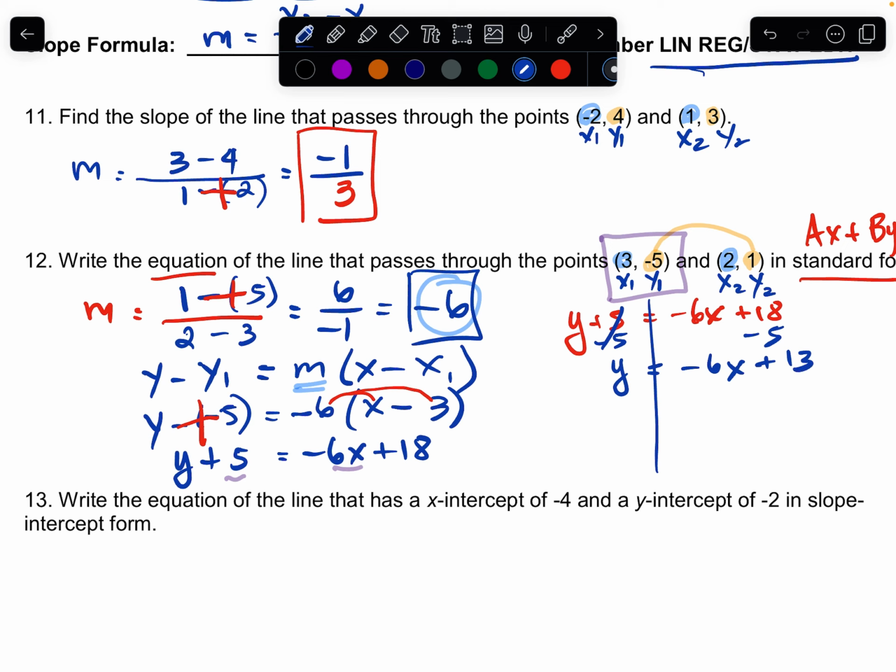Now I need to move my x to the other side. So I'm going to add 6x because negative 6x plus 6x is 0. And so I will add 6x on the other side. That goes away. So now this is just 6x plus y is equal to 13. And that is your answer.